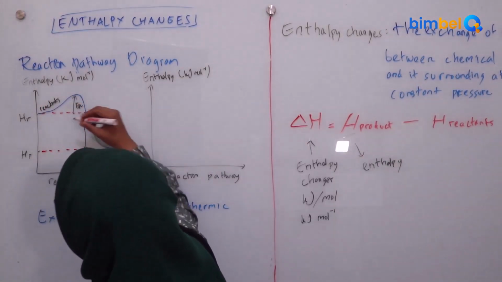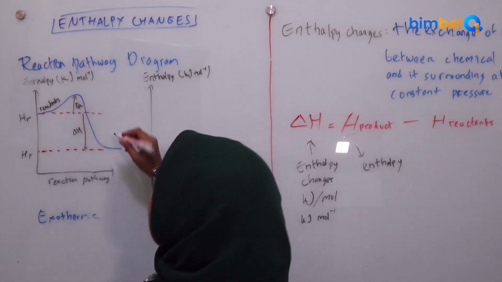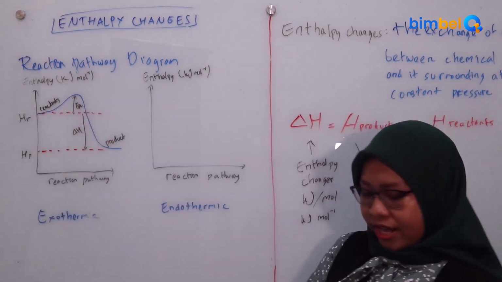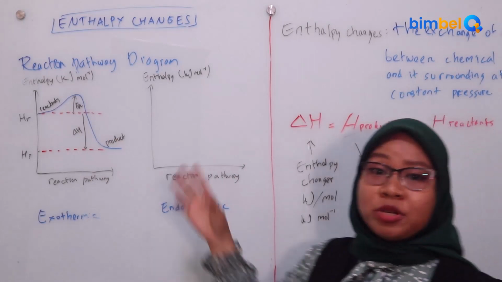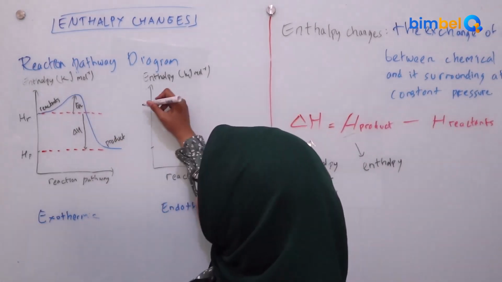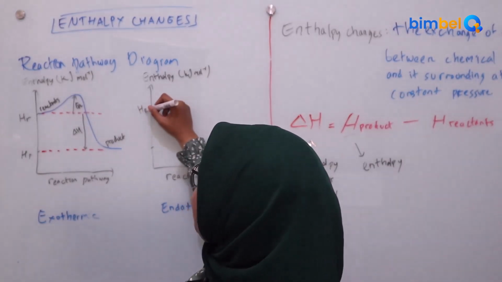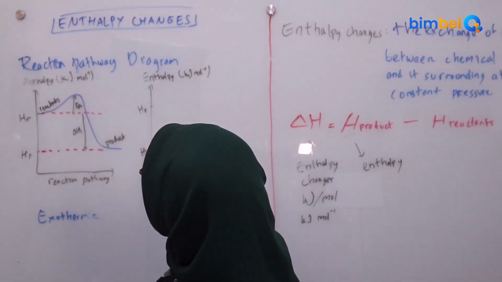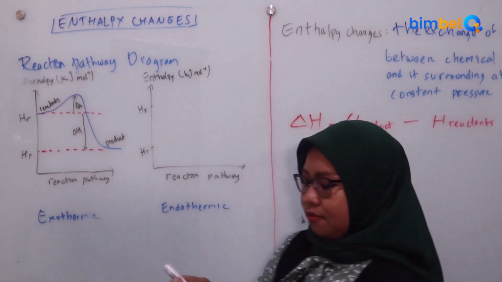Right here, it's for enthalpy changes. And this is for the product. This is for exothermic reaction. And how about endothermic reaction? Okay, it's a bit different. This is for enthalpy for product, and this one, enthalpy for reactant.